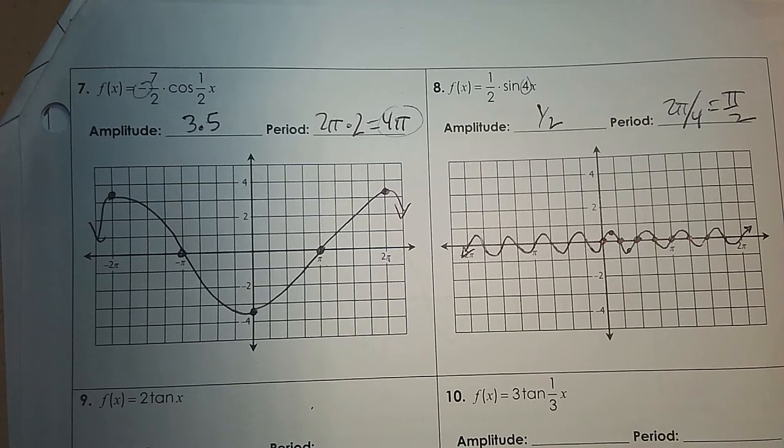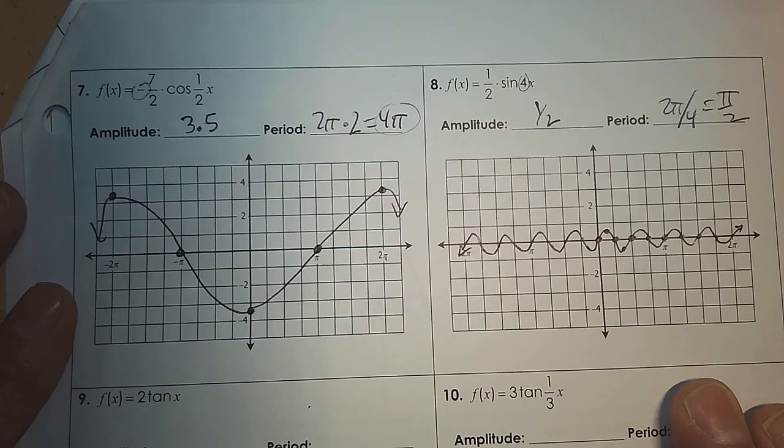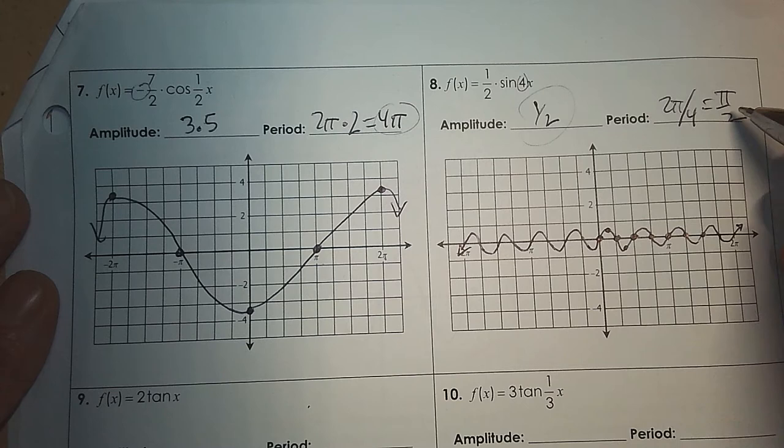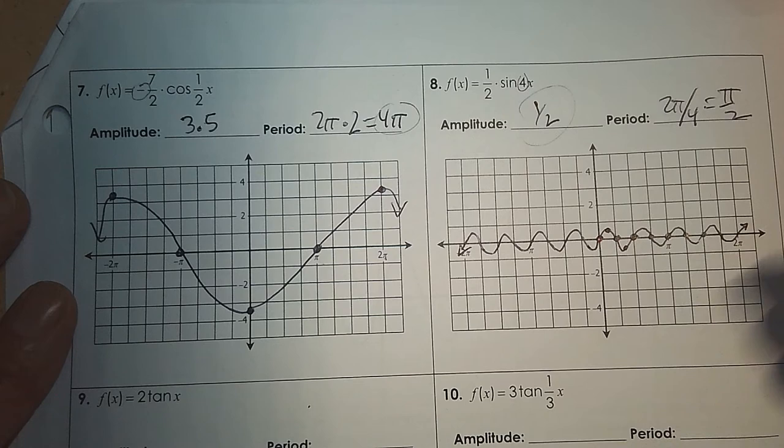Notice how these numbers change the look of the wave. So with an amplitude of 1/2, it's really quiet. And with a period of pi over 2, it's going quite quickly. It takes a short amount of time to complete one cycle. In number 7, it took a long time to complete a cycle.